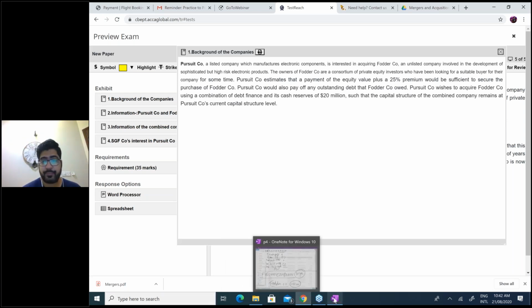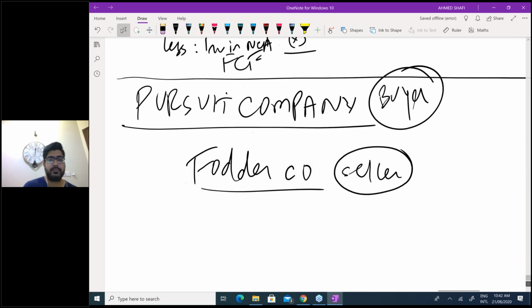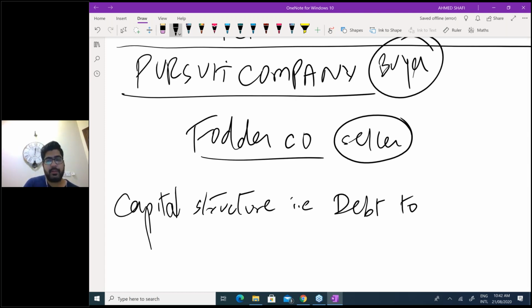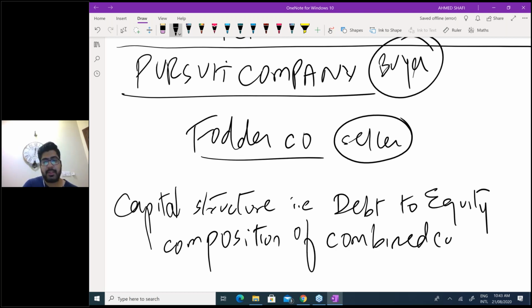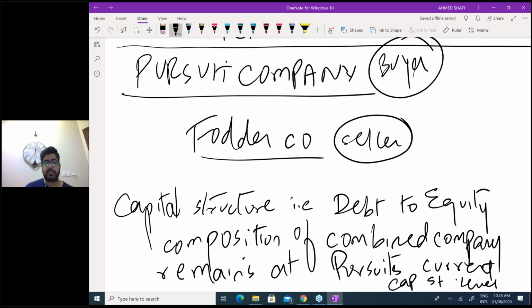Another important thing. Capital structure, that is debt to equity composition. Capital structure means debt to equity composition of combined company remains at Pursuit's current capital structure level. This is very interesting.